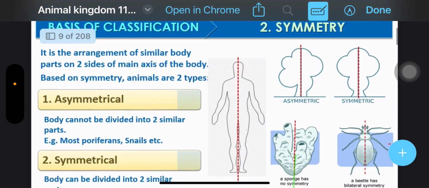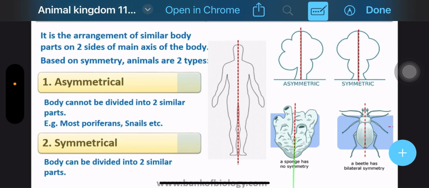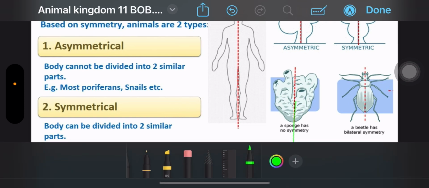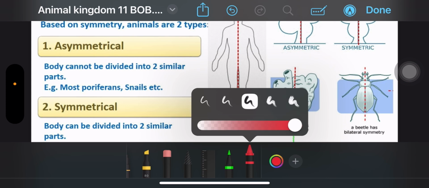Now the next, second category, is symmetry. Symmetry means simply the arrangement of similar body parts on two sides of the main axis of the body. That is called symmetry. Simply, the arrangement of the body organs in a geometrical pattern we call symmetry. Symmetry is very essential for the animal to live successfully in its environment. Two kinds they have given here: asymmetrical and symmetrical.